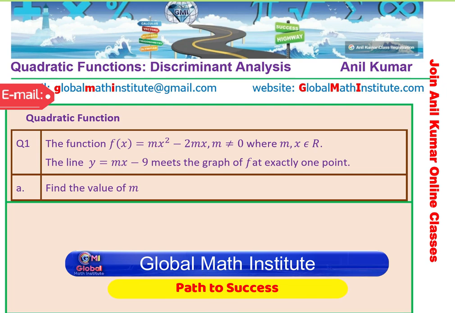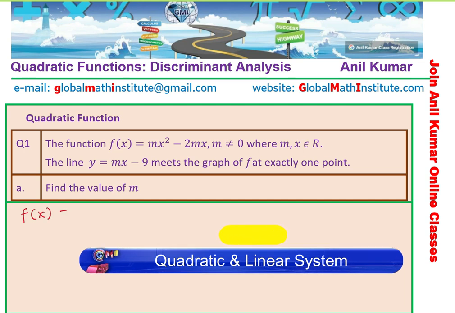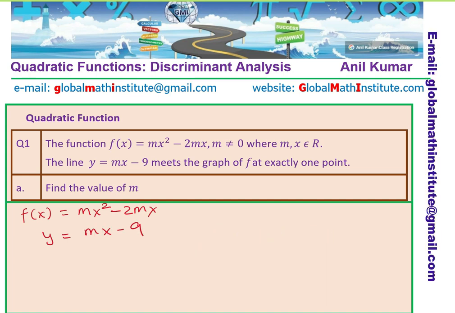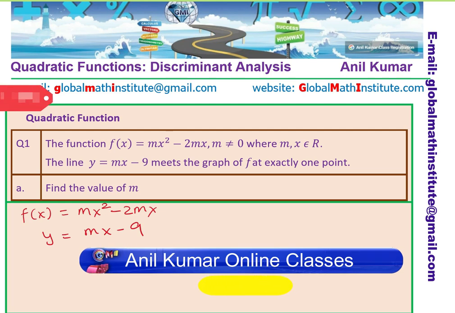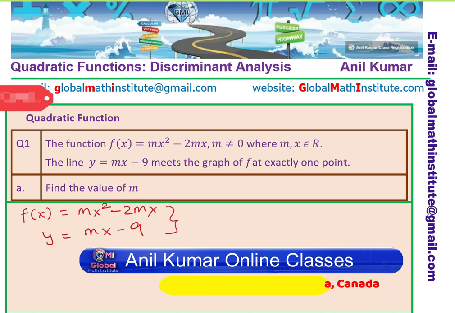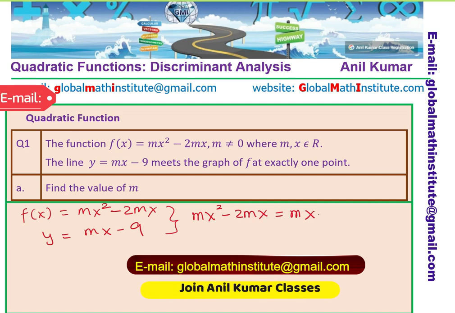Now let's try to understand the question and solve it. Part A of the question is that we're given a function f of x which is equal to mx squared minus 2mx. And we are given a line which is y equals mx minus 9 meets the graph of f at exactly 1 point. It means if I solve this system of equations, then I should get only one solution. So the system of equations is mx squared minus 2mx is equal to mx minus 9.